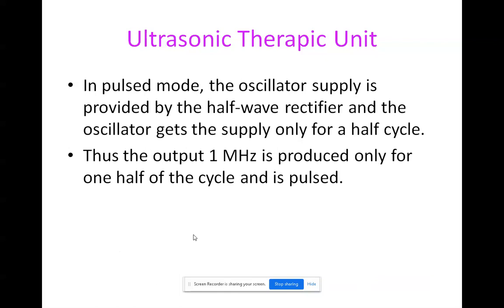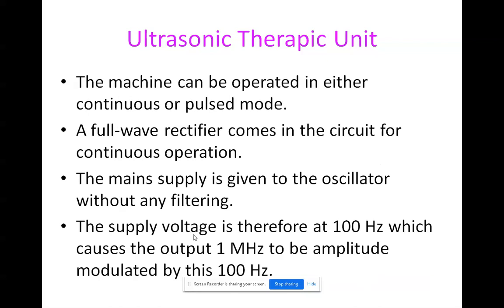But in a full wave rectifier, you will be getting output for the entire cycle, both positive and negative cycle. That's why it will be continuous. But here you will be getting output only at half wave, one half, that is positive half or negative half, based on the type of half wave rectifier you used. That is, based on the diode direction in the half wave rectifier used, you will be getting the output, okay. So either the positive or negative half cycle will be producing the oscillator output, which will be looking like a pulse waveform, okay.